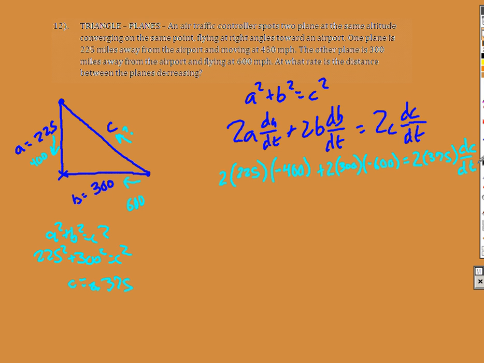From there, it's just plugging into your calculator. The left-hand side, you get negative 562,500. The right-hand side, which you'll divide over, will be 750 times dC/dt. So when you do that division, you should get negative 750 for dC/dt. My unit, it's a distance over time. It should be the same unit as other rates we've done. It's miles per hour.